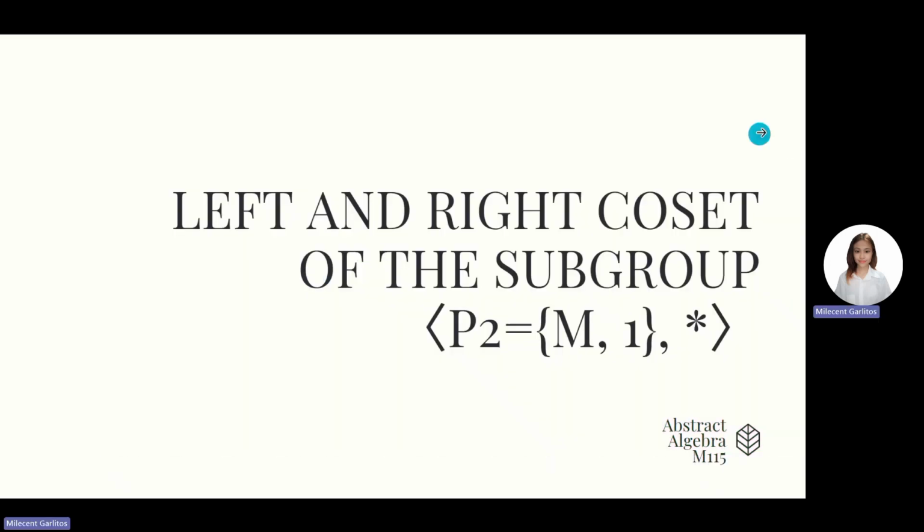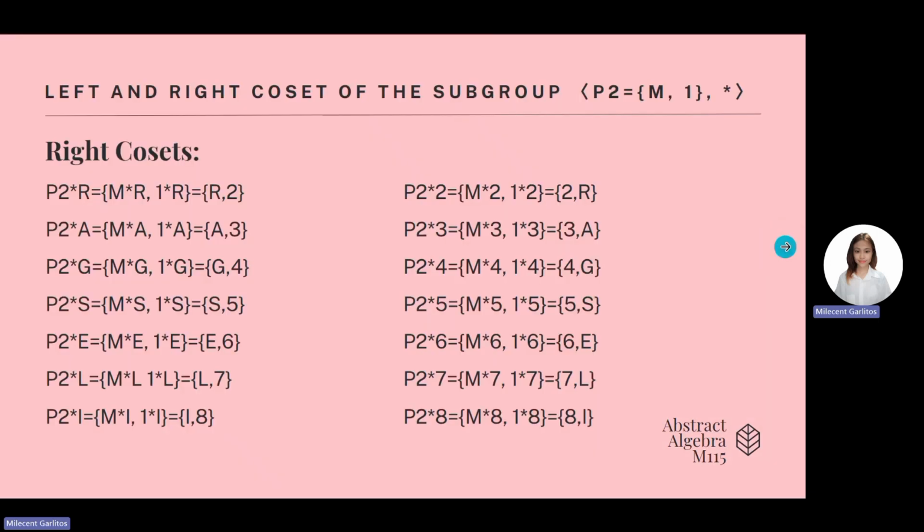Next one is the left and right coset of the subgroup P sub 2, which is the set of M and 1 under operation star. The same goes for what we did with the first one. P sub 2, we operated with the element R: M star R, 1 star R, the result is R and 2. P sub 2, we operated with element A, it would be M star A, 1 star A. The result would be A and 3.